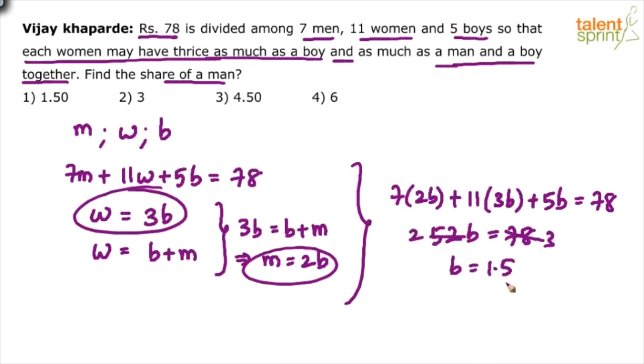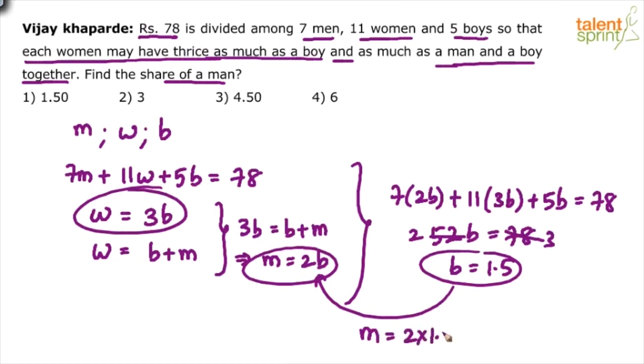He's asking us to find out the share of a man. Man is equal to 2B. Substitute back. So 2B is what? M is equal to 2 into 1.5, which is 3. So your answer is option 2, right?